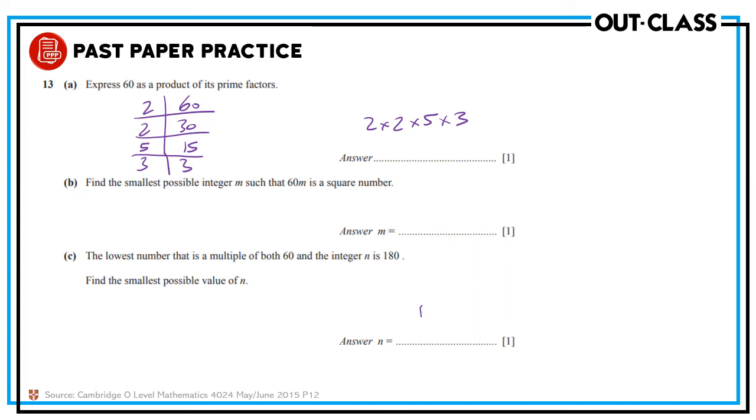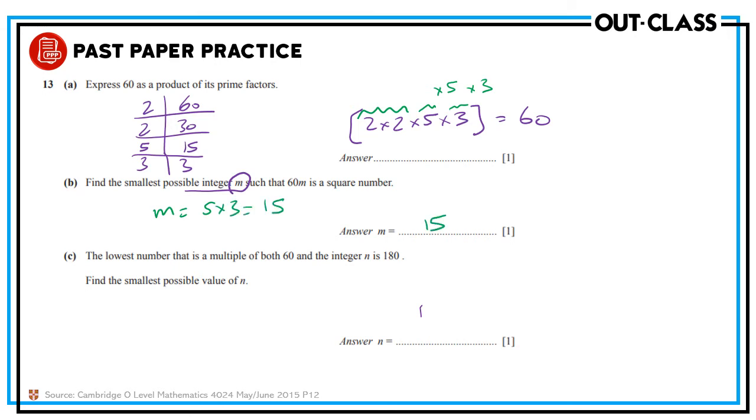Find the smallest integer m such that 60m is a square number. So we know this trick now. We want to add, this has 60, right? For this to be a square, remember for a square we need pairs of 2. So this is already a pair. This needs another 5, and this needs another 3. So m is just 5 times 3, which is 15.